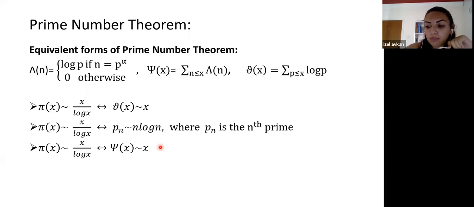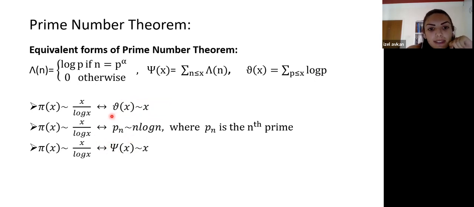So before moving on to the proof of the prime number theorem, I would like to show some equivalent forms of it, which give alternative ways of proving it. Firstly, let me introduce some analytic functions. This is the von Mangoldt function, which takes the value of the logarithm of p if n is equal to p to the alpha, where p is prime, and 0 otherwise. The Chebyshev function is the sum of the von Mangoldt function for n less than or equal to x, and theta of x is the sum of the logarithm of p for p less than or equal to x. And here you can see 3 claims which give equivalent forms of the prime number theorem.